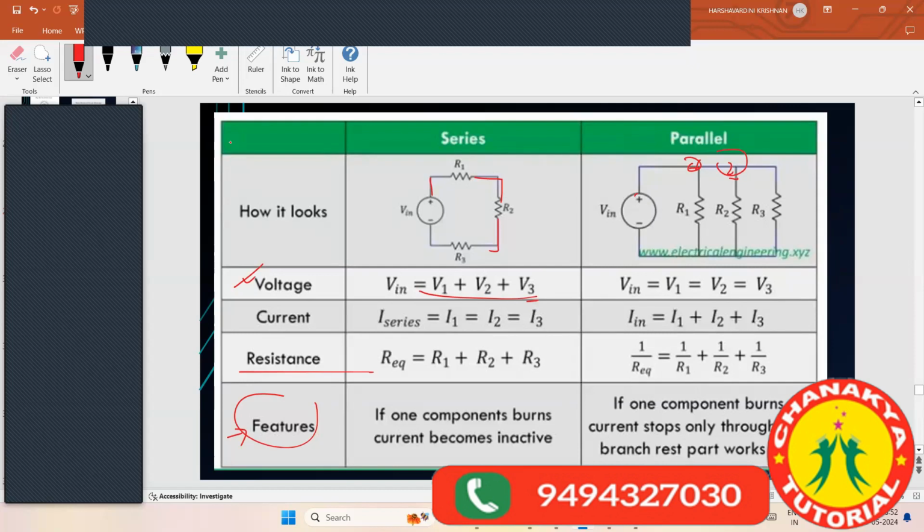Then we have something called circuits. Circuits are a very important thing in our life.